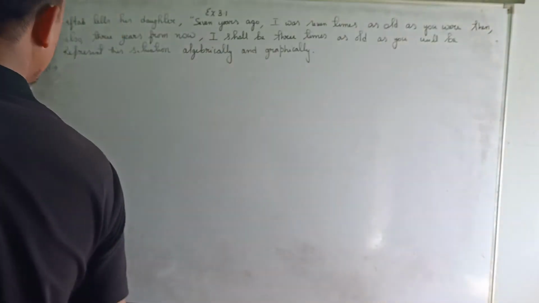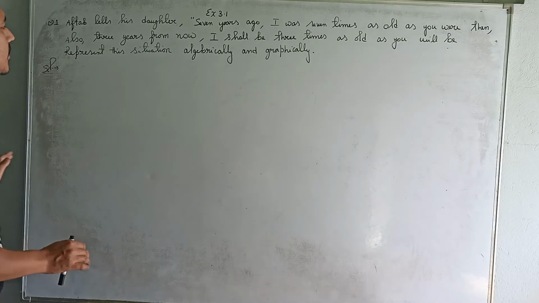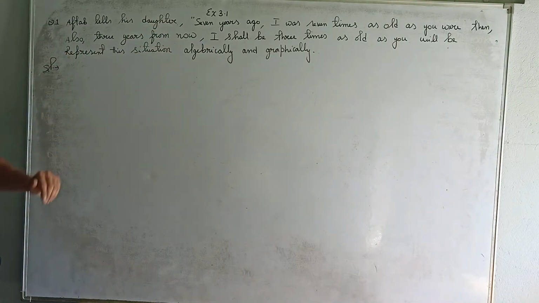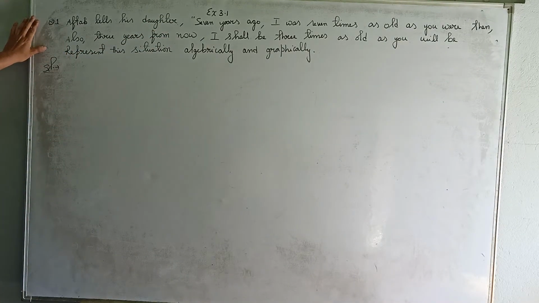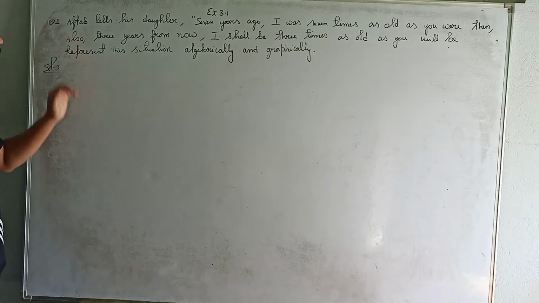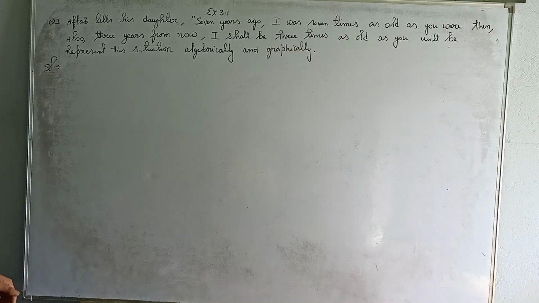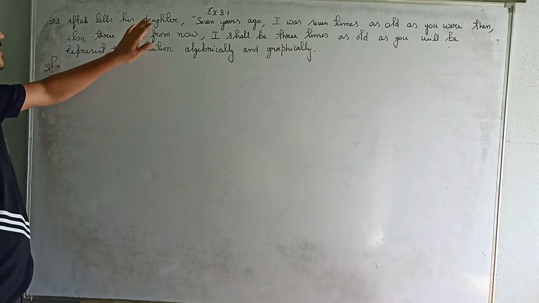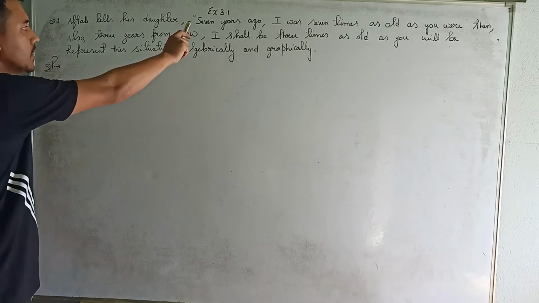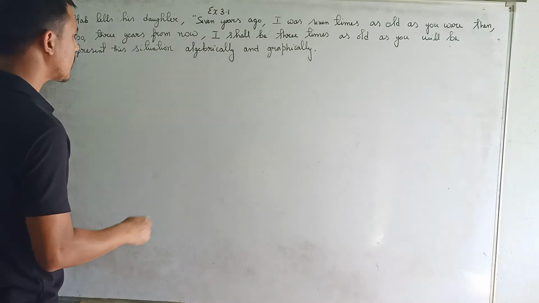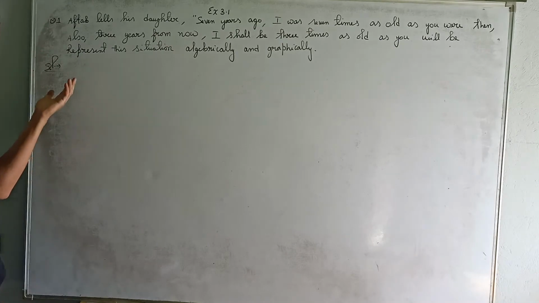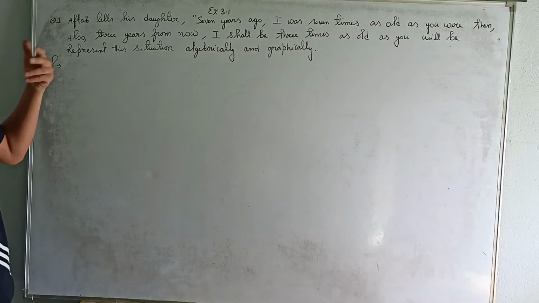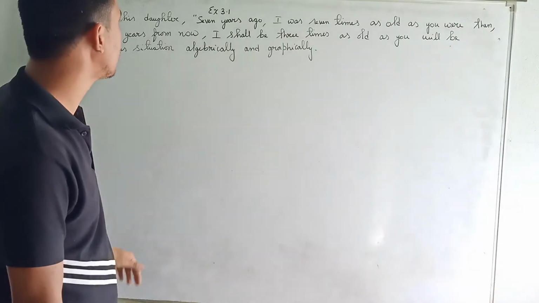So in this video I'm going to start chapter 3 exercise 3.1. The first question, okay. Aftab tells his daughter, 7 years ago. 7 years ago means Aftab is mentioning the past, okay. What happened 7 years ago?